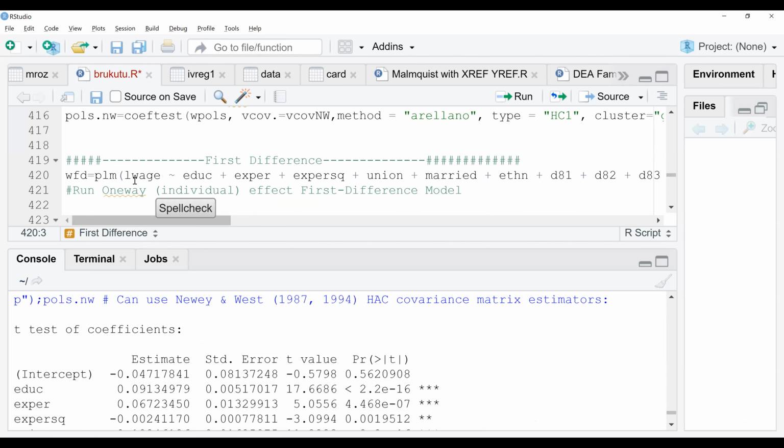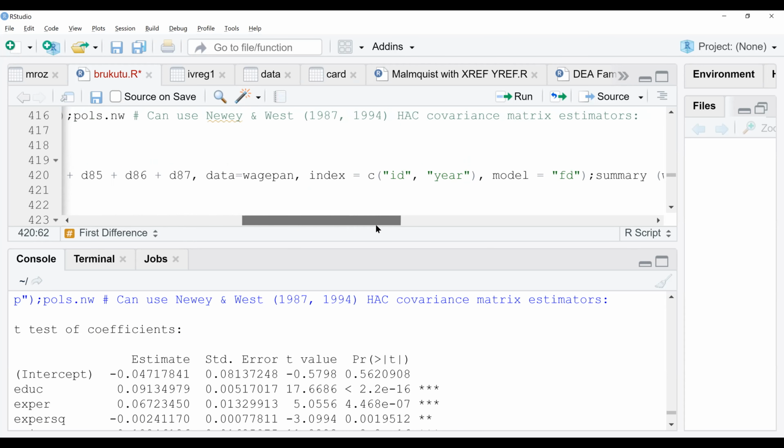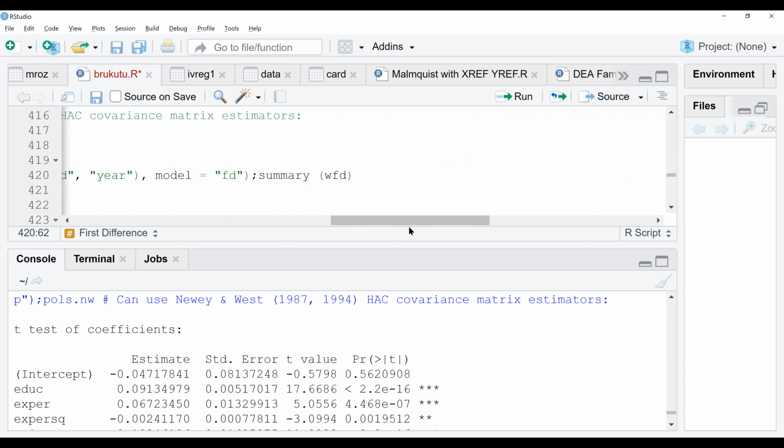WFD PLM, okay, log of wage is explained by, that is a tilde sign. This tilde sign means that it is explained by. It is explained by education. Now remember, we shouldn't have included education, but we have. It's explained by experience, experience squared, union, marriage, ethnicity. We shouldn't have included ethnicity. And then of course, all the time dummies. And then we indicate that this is a panel model. And finally, we model the whole thing and add the summary.